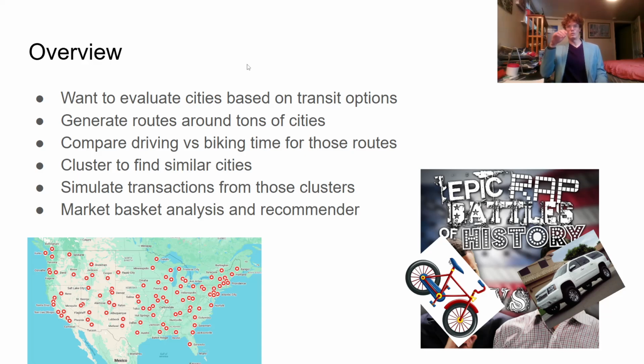The first stage of the data science analysis was to cluster these different cities to find similar cities, and then I could simulate transactions from those clusters. And from those transactions, just smaller groups of cities that are similar in some way, I could do market basket analysis and produce recommendation association rules and recommendations based on an input list of cities. That's the overall goal.